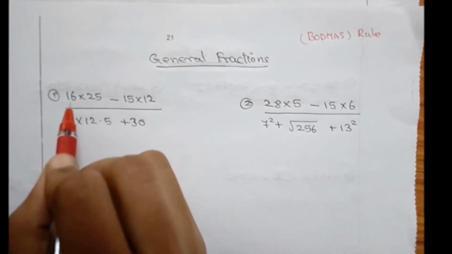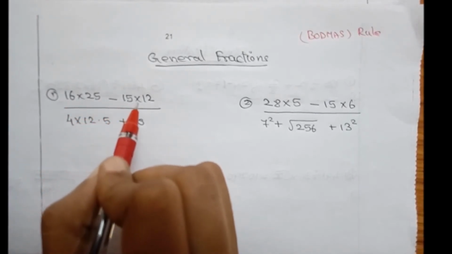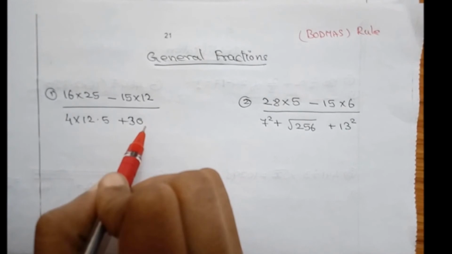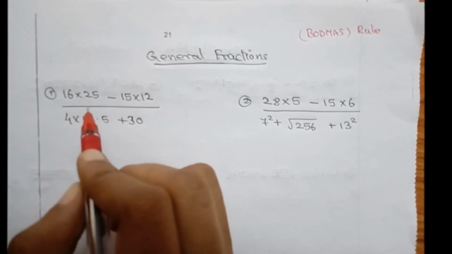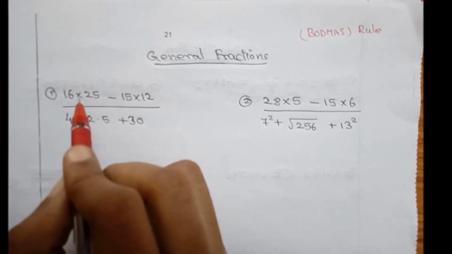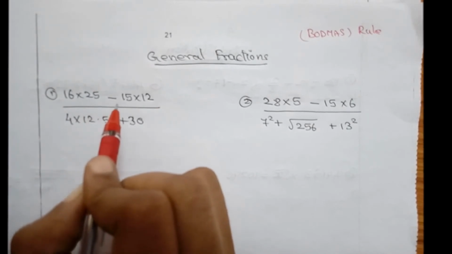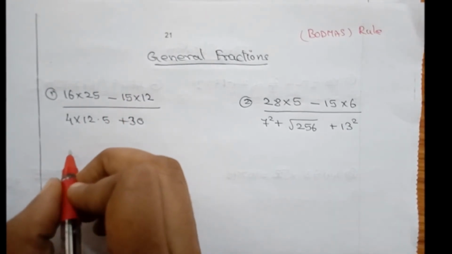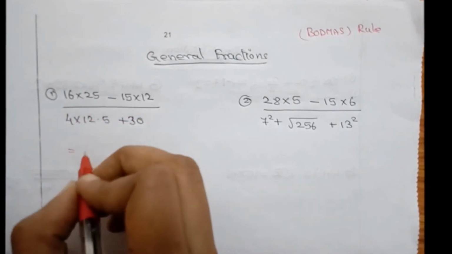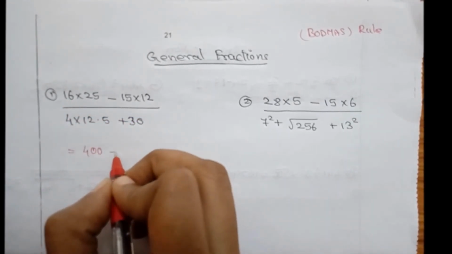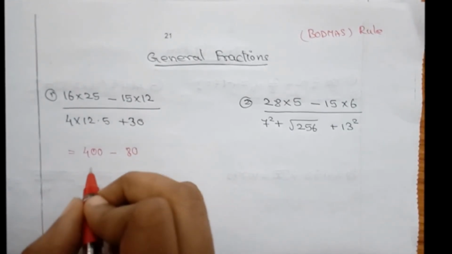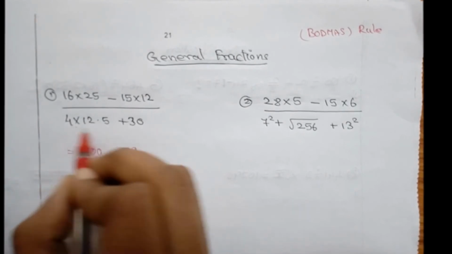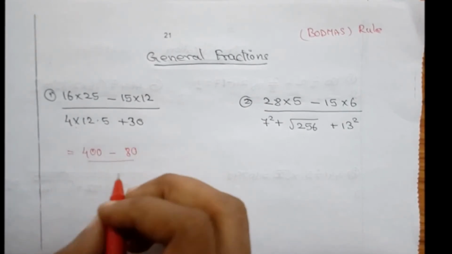So here the first question is 16 into 25 minus 15 into 12 divided by 4 into 12.5 plus 30. So here I'm going to apply the BODMAS rule. Here I have a multiplication first, so I'll do the multiplication part, and next I'll go for the addition and subtraction. Okay, see, for the first sum, here after multiplying 16 into 25 I'll get 400 minus 180 by, after multiplying and adding them I will get, here if I multiply I will get 50, and after adding 30 I will get 80.